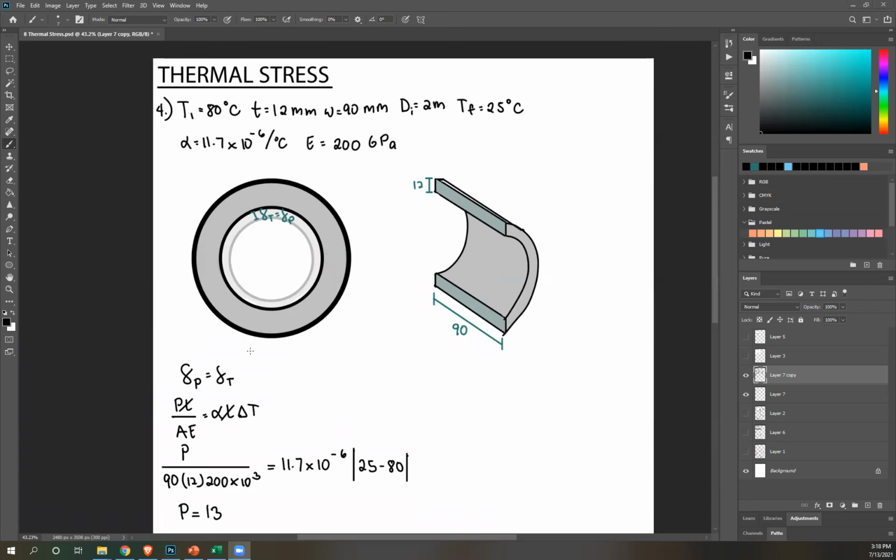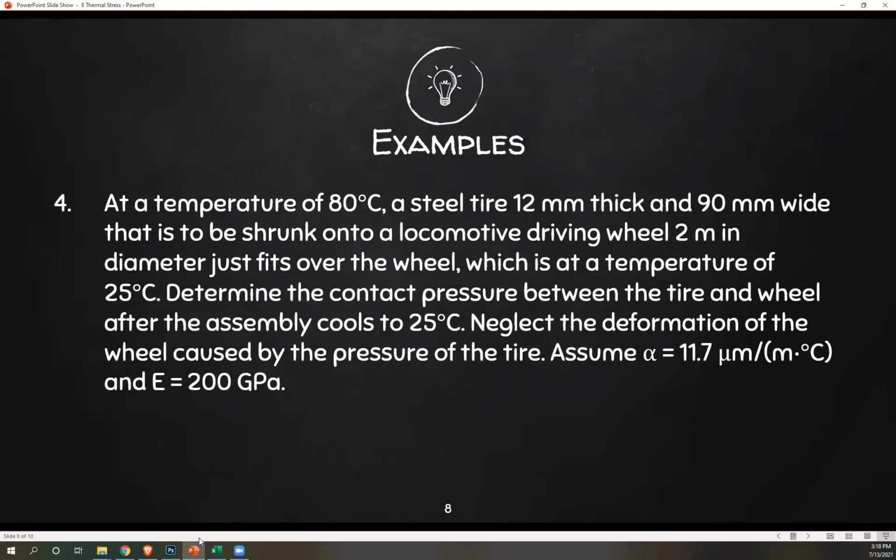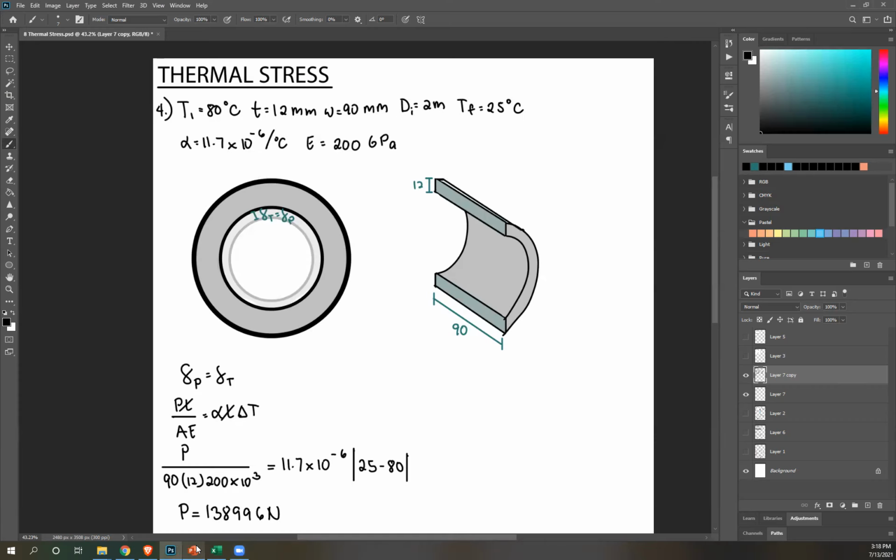So it's 138,996, and our unit is Newton. Okay, now that's not what we're looking for. Recall, what are we looking for? We're looking for the pressure. So how do we get the pressure?